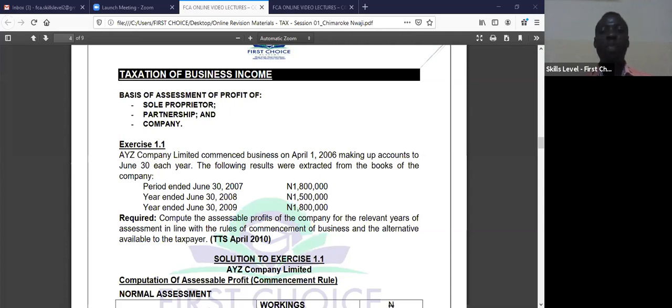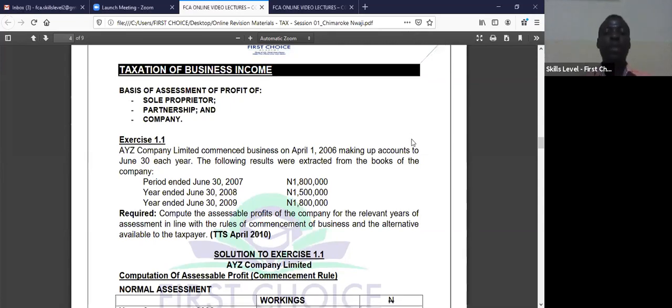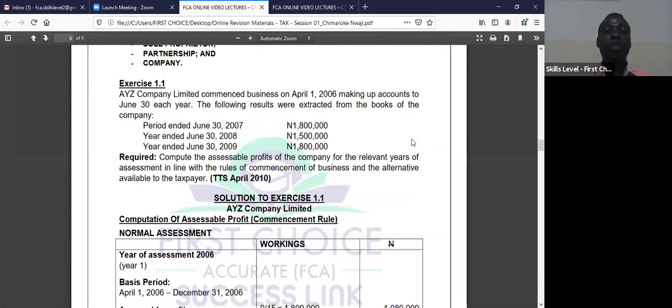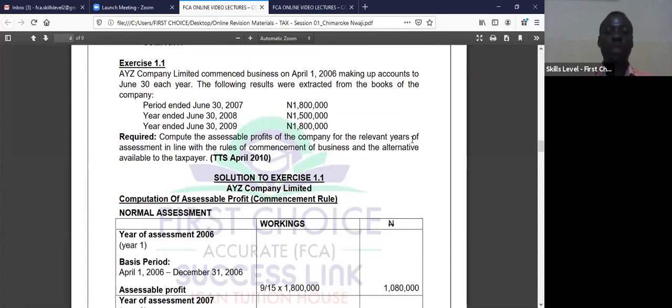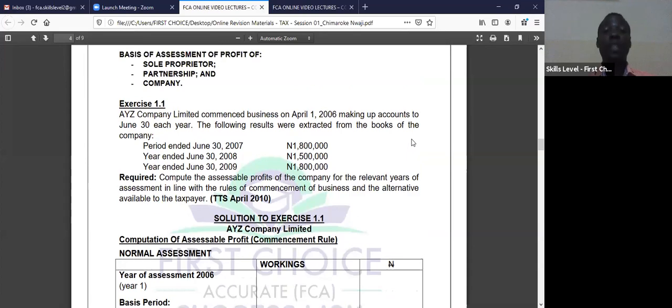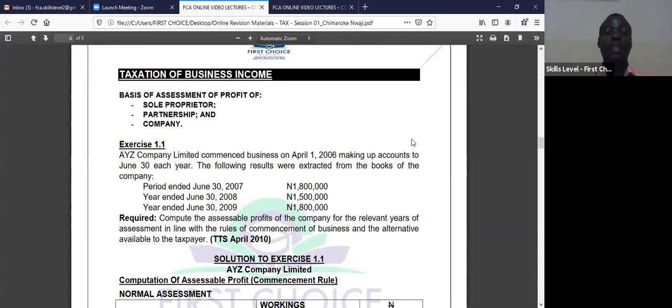So when it comes to business and not employment, how do we tax these individuals? We're going to be looking at the commencement rule, the change of accounting principle, the change of accounting date, and the cessation rule. Now let's look at the first one.